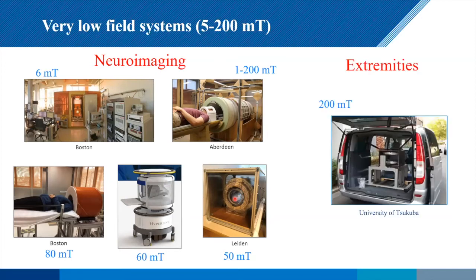And of course, there are mobile units. Then the Tsukuba University in Japan shows the portability here of an extremity scanner at 200 millitesla. And what we'd like to do is ideally take our much larger head imaging system and have that degree of portability that they showed.